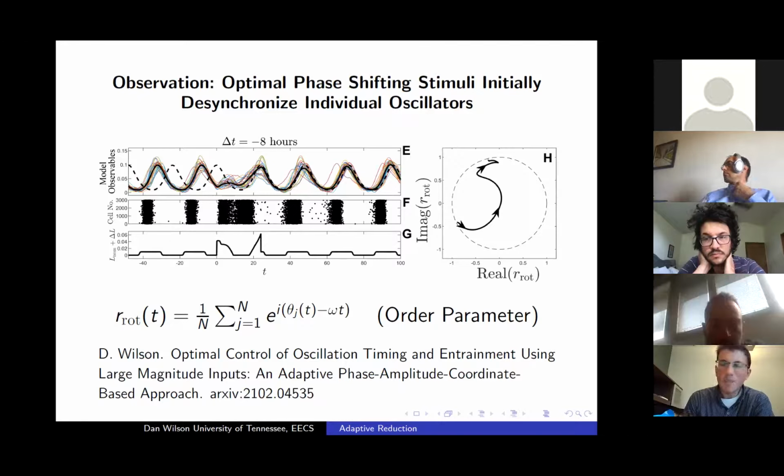So again, this isn't something that was mandated by the control strategy. This is just something that emerges for large shifts for a population of oscillators. And it might be something to look into further that perhaps might be universal.